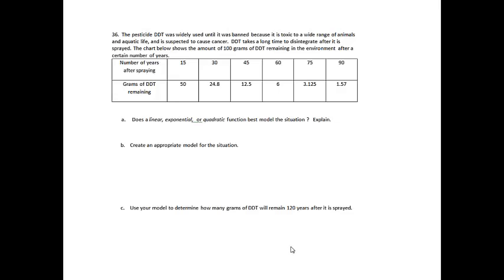All right, number 36. The pesticide DDT was widely used until it was banned because it is toxic to a wide range of animals and aquatic life and is suspected to cause cancer. DDT takes a long time to disintegrate after it is sprayed. The chart below shows the amount of 100 grams of DDT remaining in the environment after a certain number of years. All right, does a linear, exponential, or quadratic function best model the situation?